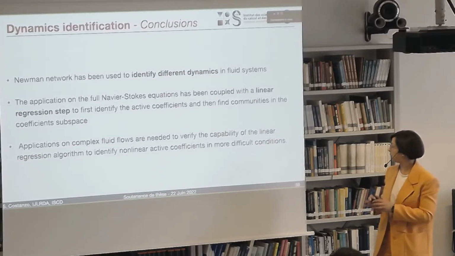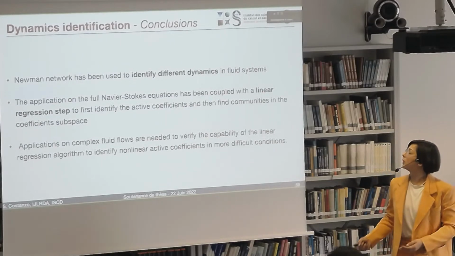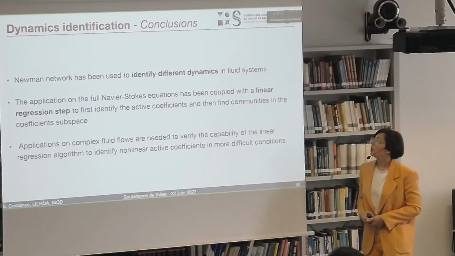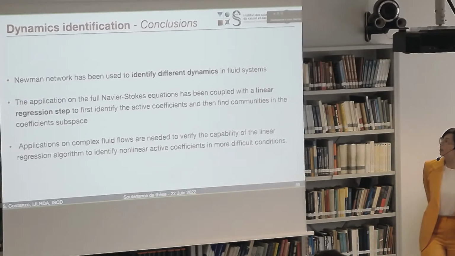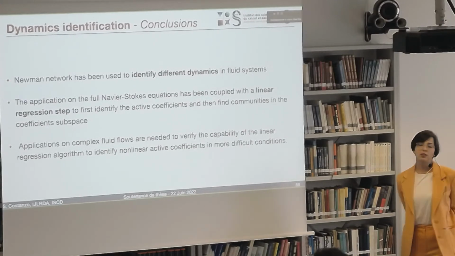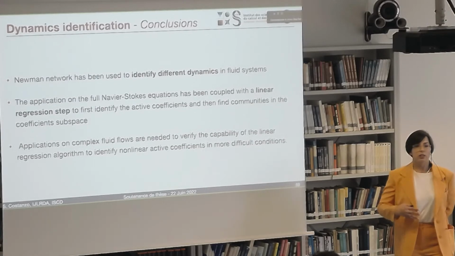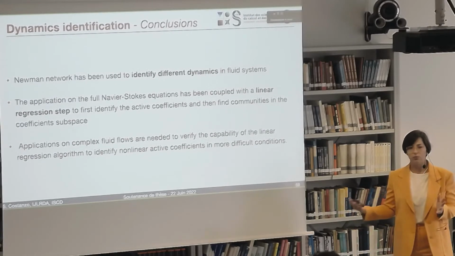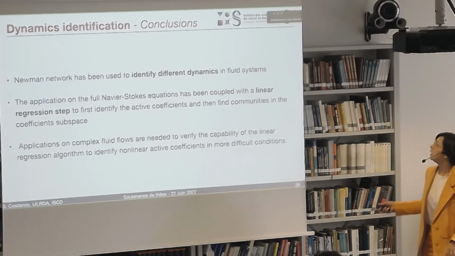So, to conclude the second part, very short. We used the Newman network to identify different dynamics in a fluid system, and we used this with the Navier-Stokes equation, and we use a linear regression step to identify the active dynamics at different regions of the domain. And we want to extend this algorithm to a more complex application, first into 2D with different regimes, and then eventually in 3D compressible.